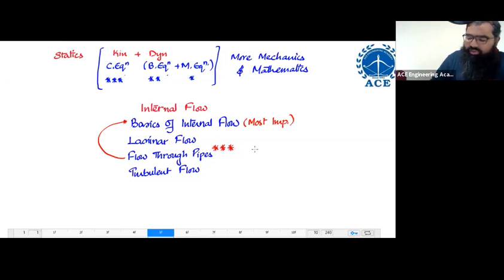From here you will get questions. Mostly a 2-mark question is possible from here. From flow through pipes, a question can appear for 2 marks. So this is the idea of the subject we are having right now.